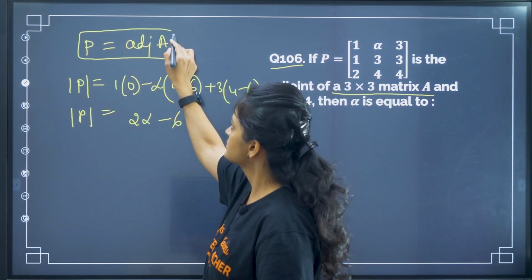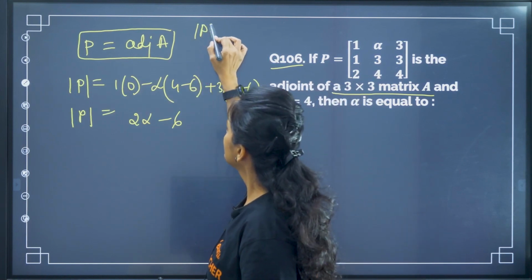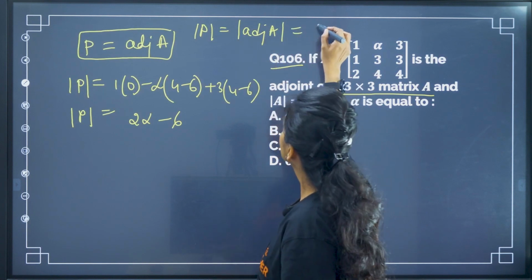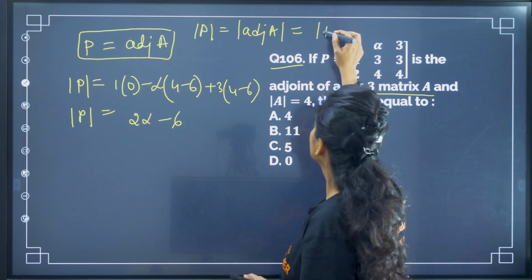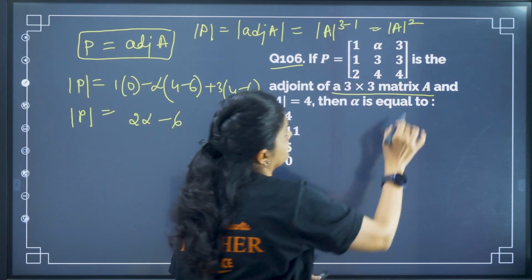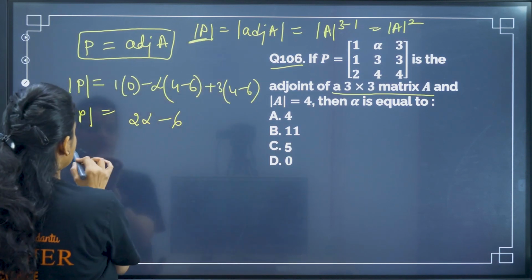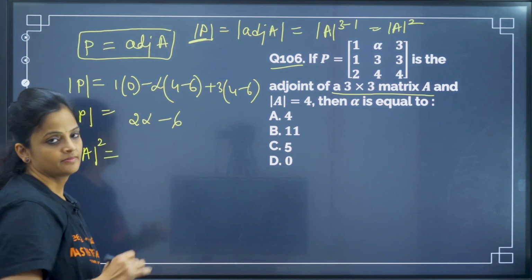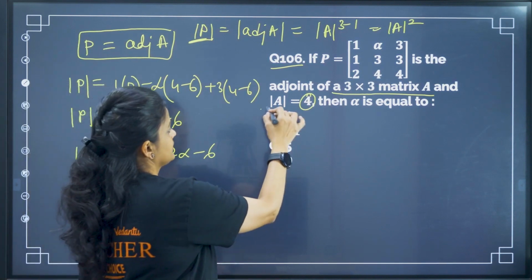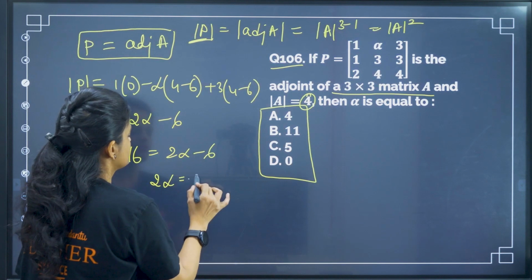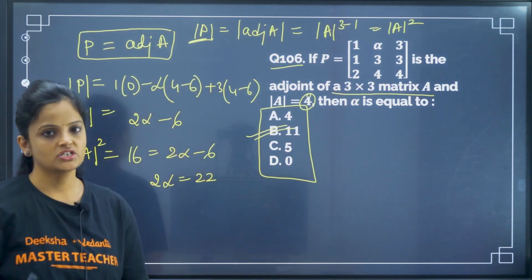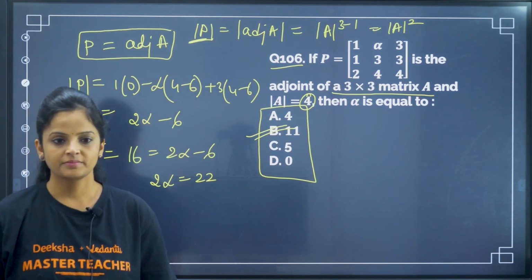Now let's take determinant P from this. If P is equal to adjoint A, then determinant P is equal to determinant of adjoint A. And by formula, I know that determinant of adjoint A is equal to determinant A whole to the power of 3 minus 1 because it is an order 3 matrix, isn't it? So that becomes determinant A square. So that is our determinant P. Determinant A whole square will be 4 square, 16. 16 is equal to 2 alpha minus 6. See which option you are getting. 2 alpha is equal to 22 and alpha is 11. That's why I told it's interesting. So directly you can't tell because you have to relate both the conditions they have given, and it's simple to solve also. Done? Understood? Okay.